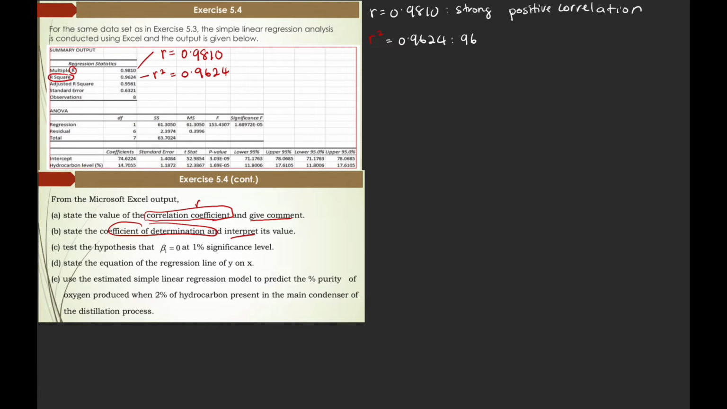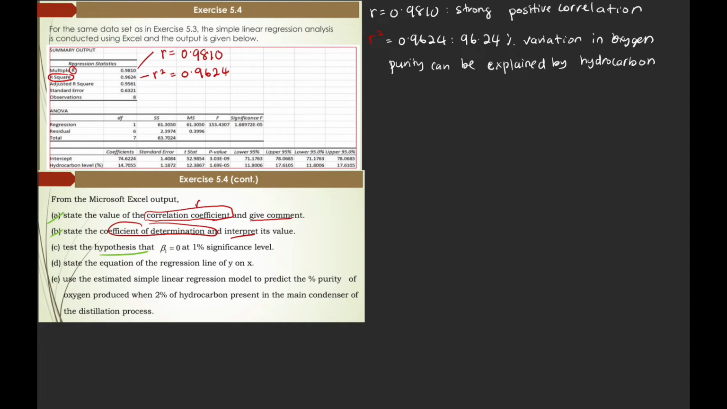Interpret: 96.24% of the variation in oxygen purity can be explained by hydrocarbon. Because Y is oxygen purity, X is hydrocarbon. Done for A, done for B.